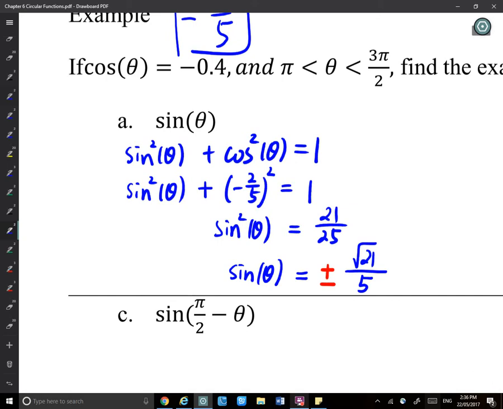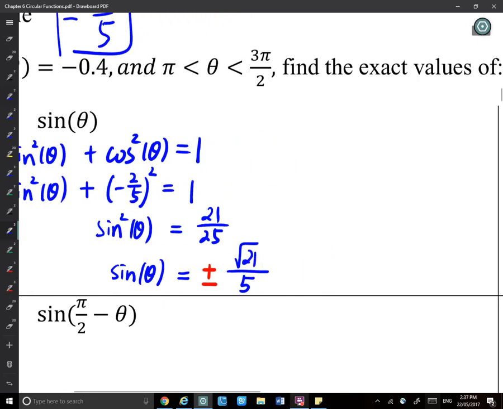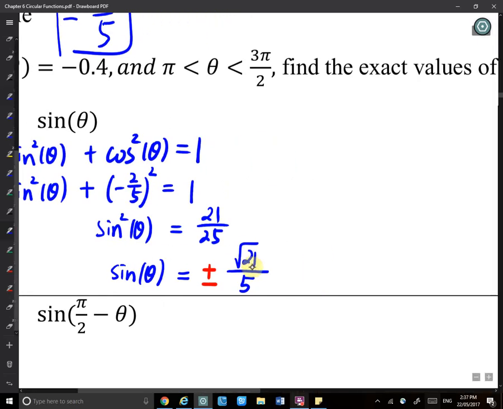You don't take into consideration how large theta is yet. This is just purely calculation. For something squared equals a number, that thing can be plus minus of that. This line is worth 1 mark. And the next thing is you need to discuss: because your theta is in between that, the sine theta value will be negative.